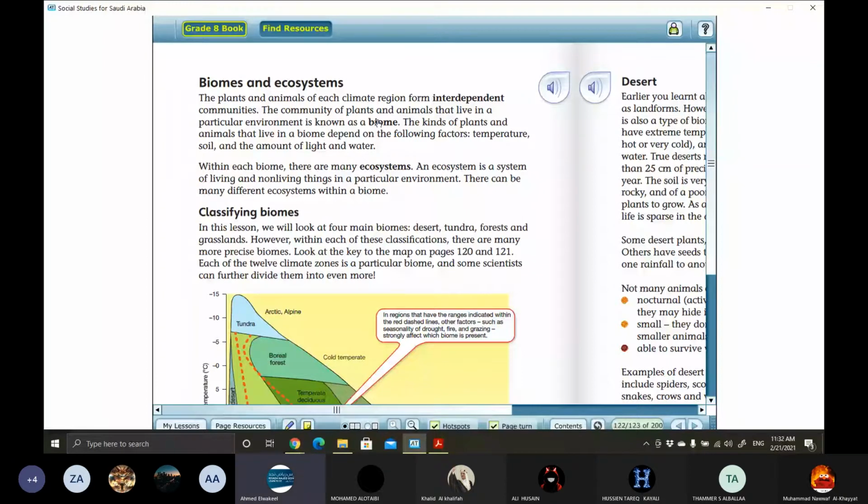A biome means the community of plants and animals that live in a particular environment. Important: the community of plants and animals living in a particular environment is known as a biome.